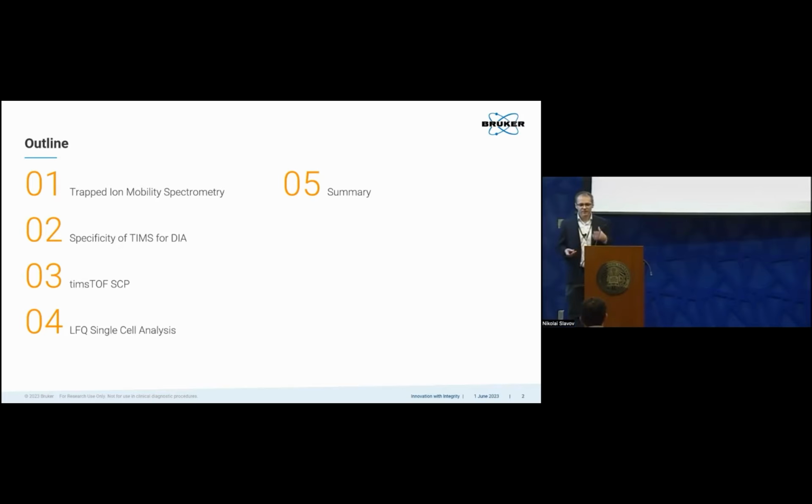I'll talk about what we've done with our single cell proteomic system, our timsTOF SCP. This is a mass spectrometer which was developed really with the idea of doing single cell proteomics. So it has other application uses as well, really anything where you're fundamentally sample limited, but of course single cell proteomics is really where this comes into its own. And then I'll finish with where we are with single cell proteomics and the numbers and results that we're getting from the system.